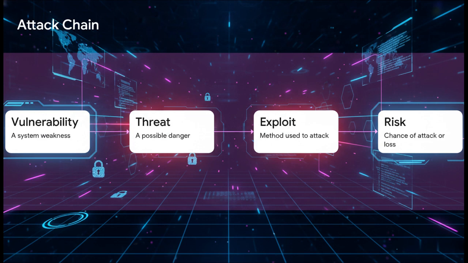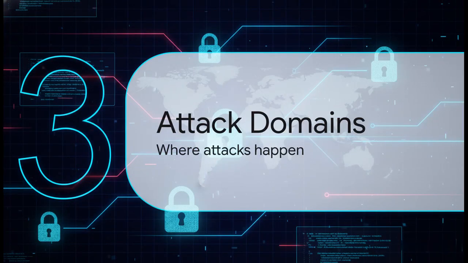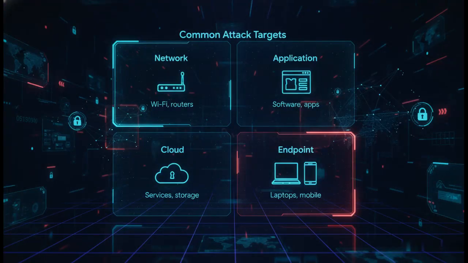And when a threat successfully uses an exploit, boom, that leads straight to Step 4, a massive risk of actual data loss. Moving on to Section 3, Attack Domains and Threat Vectors. So where exactly are these exploits happening? Well, hackers generally target 4 main domains.